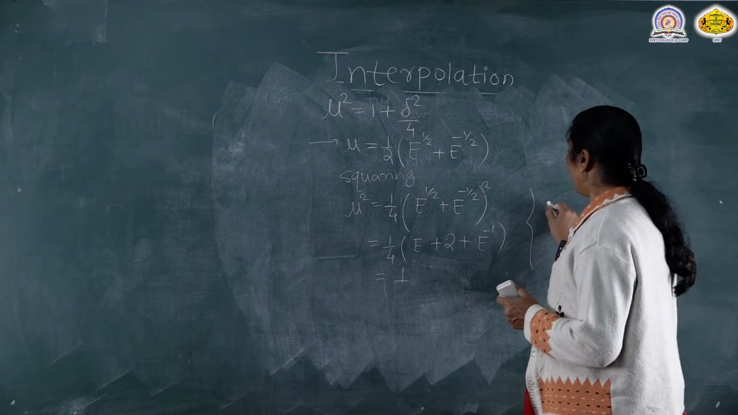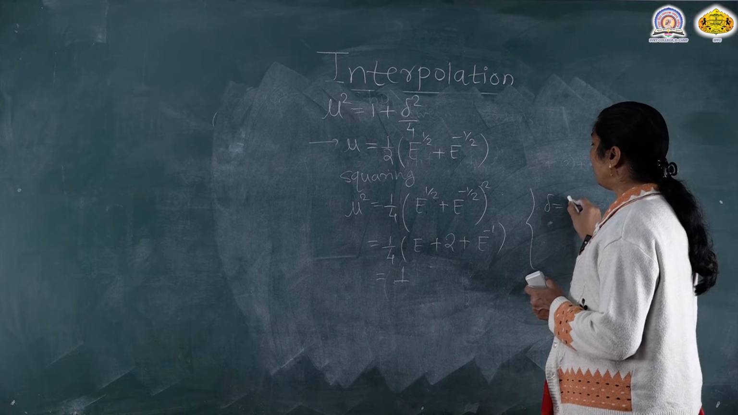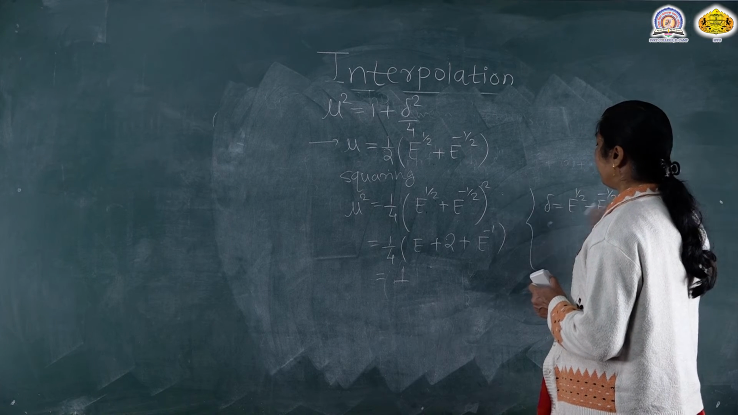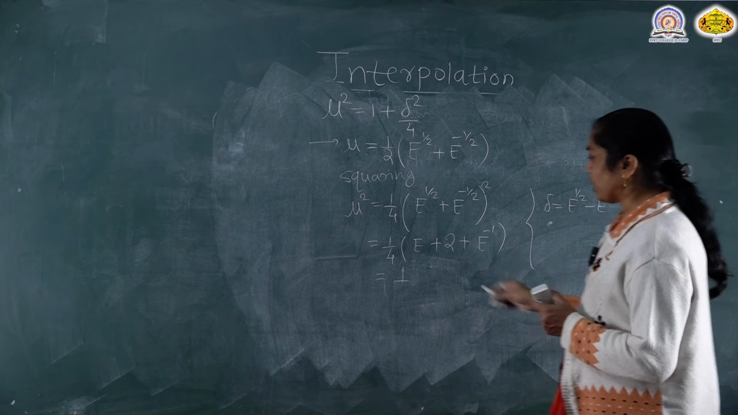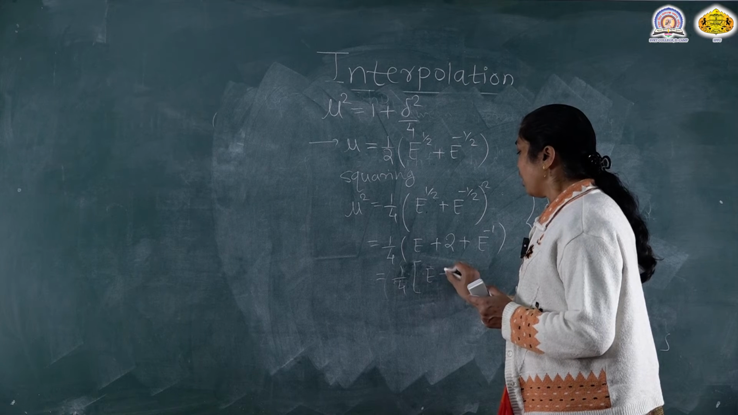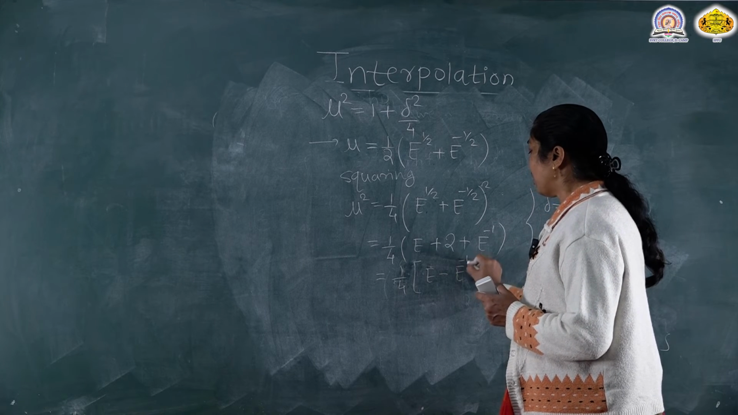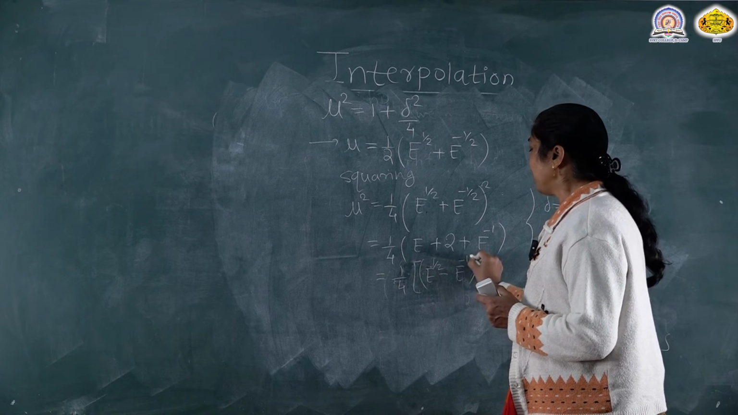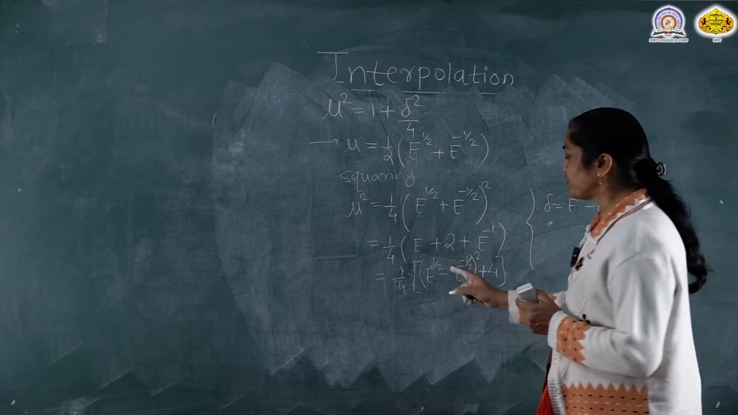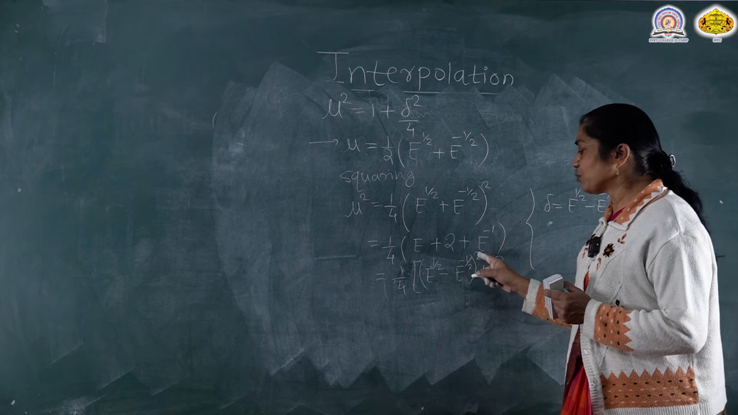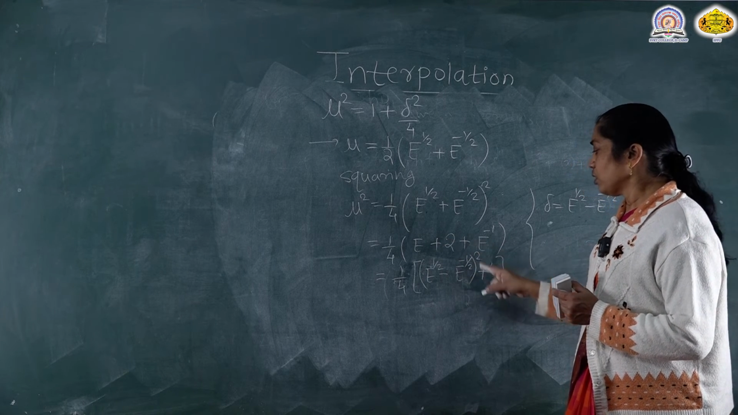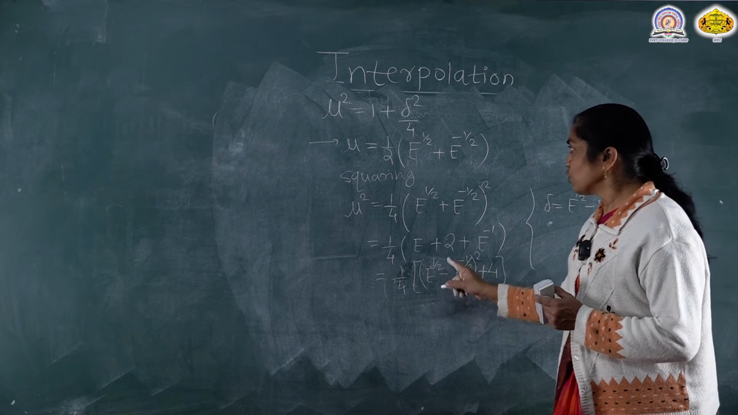We know the formula for delta, so I will write down the delta formula. Delta is equal to e raised to 1 by 2 minus e raised to minus 1 by 2. I want to adjust this formula, so I will write this as 1 by 4 into bracket e minus e inverse, bracket square plus 4. Now observe, e raised to 1 by 2 minus e raised to minus 1 by 2 square comes to be e minus 2 plus e inverse.